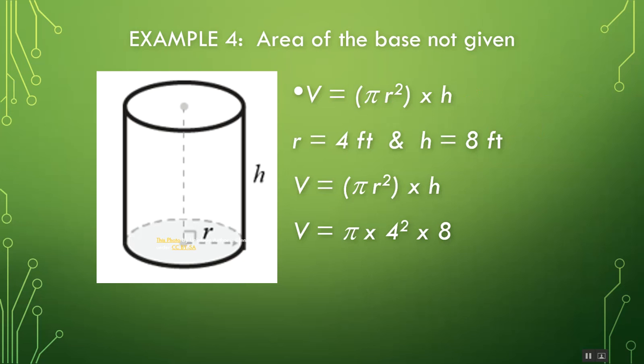Now, I'm going to ask you this question, and when I'm done, I want you to pause it, and I want you to write the answer down on a piece of paper. This is a self-check. So the volume is pi times 4 squared times 8. What is the value of 4 squared? Okay, I'm going to pause it now.